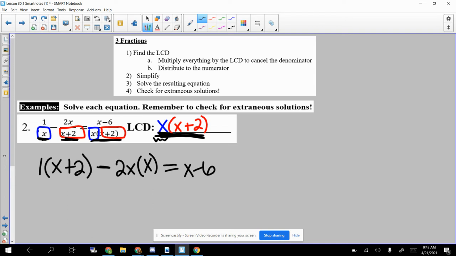Okay, so now we're going to go ahead and simplify. So 1 times x and 1 times 2 is just going to be x plus 2.